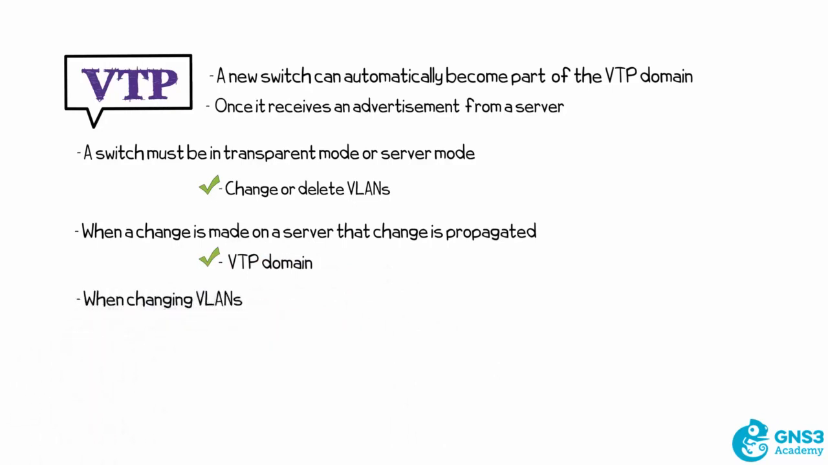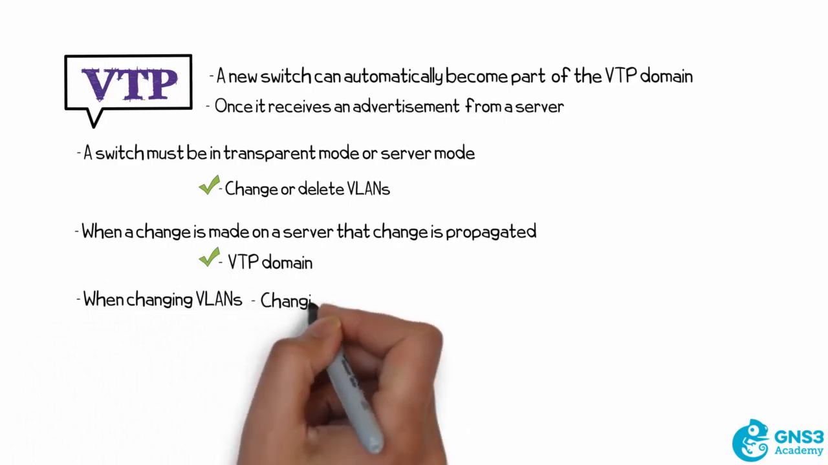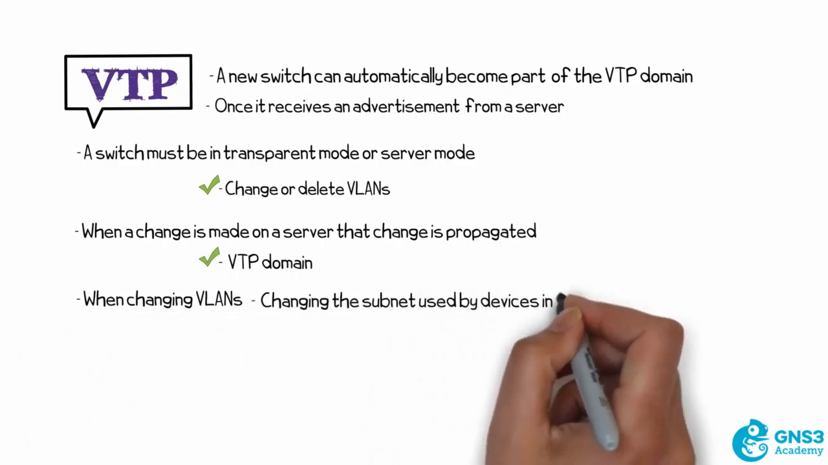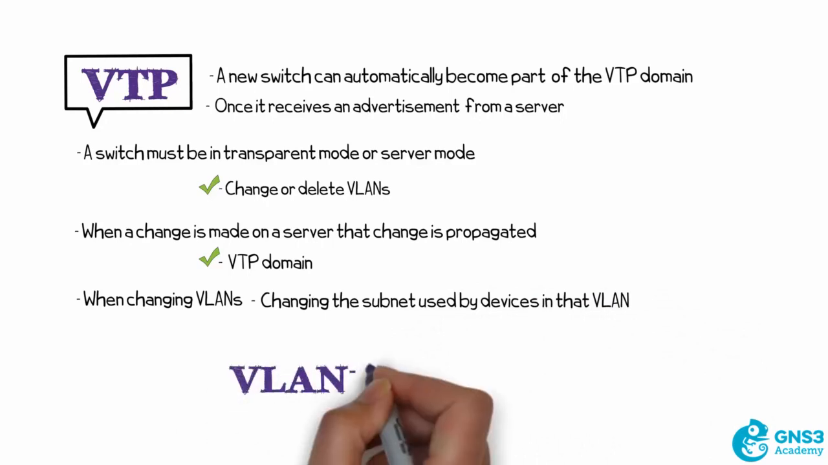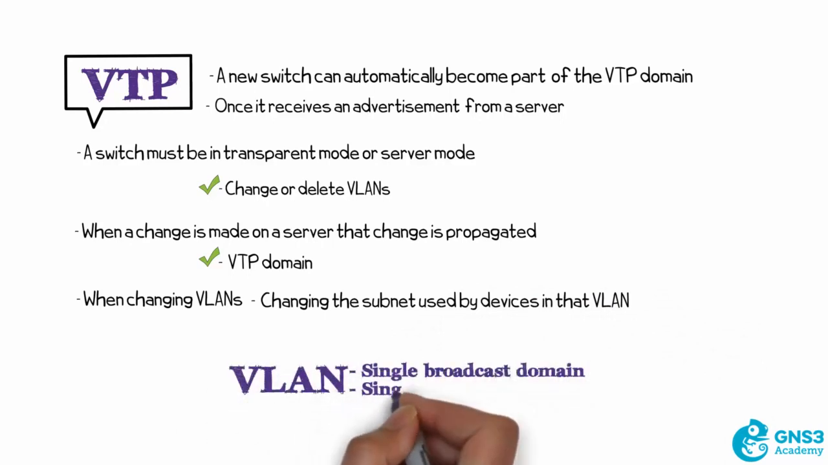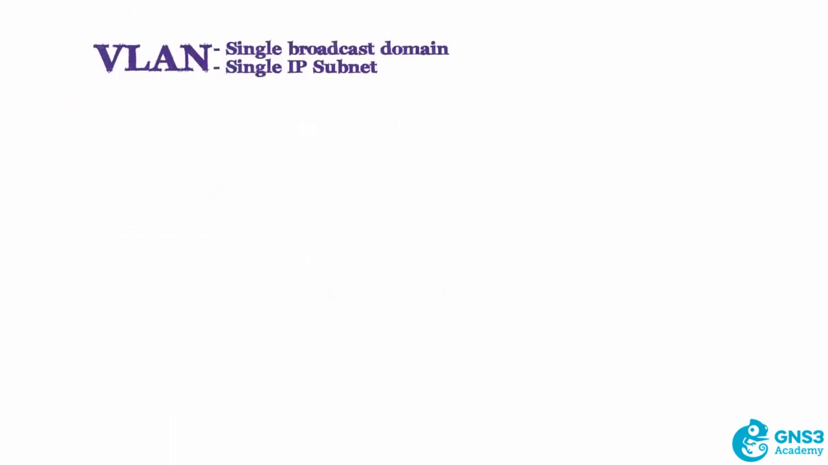When changing VLANs, you are typically changing the subnet used by devices in that VLAN. If you remember from what we discussed earlier, a VLAN is a single broadcast domain or single IP subnet. If you change the VLAN, it implies that you're changing the subnet used by those hosts. You don't have to do that, but that's typically what you're going to do.